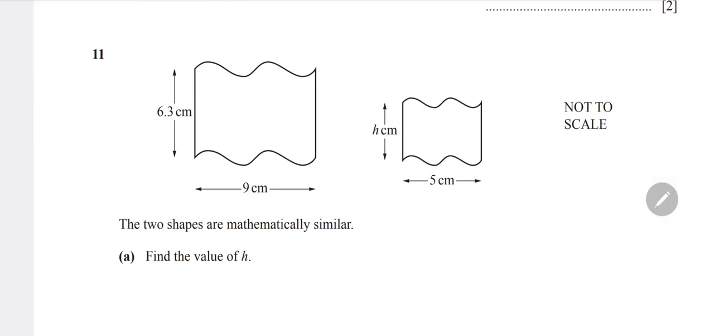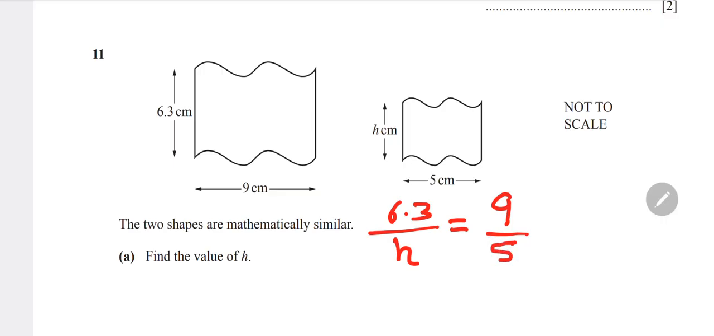In this question we have two diagrams. The two shapes are mathematically the same. Find the value of height h. If both are the same, their height and length are in the same proportion, so the ratio of heights must be proportional to the ratio of their lengths. Suppose this is 6.3 and this is the height of the smaller figure. In the same way, this is 9 and this is the length of the smaller, 5.